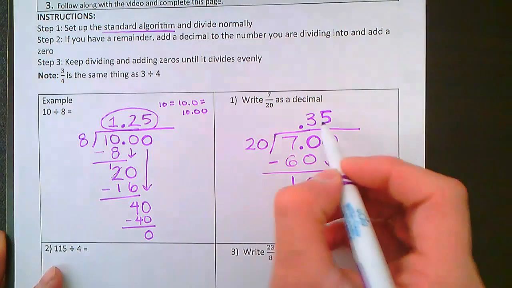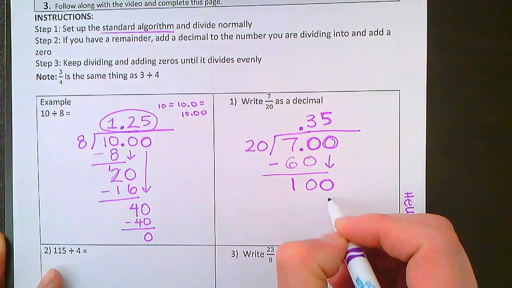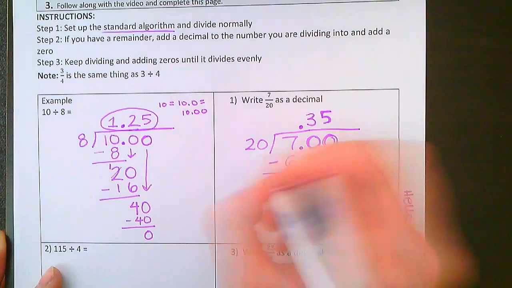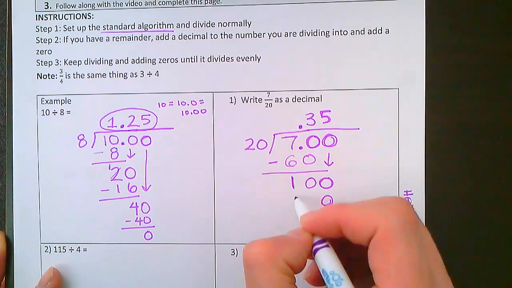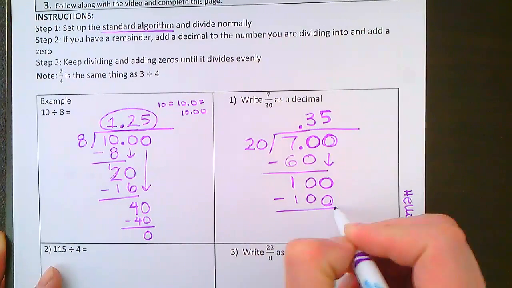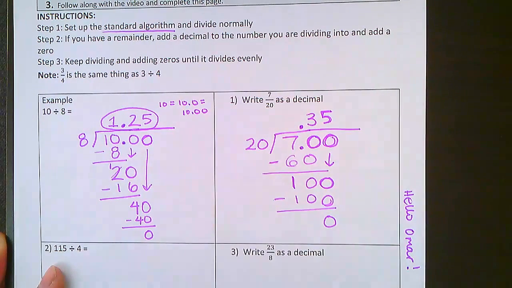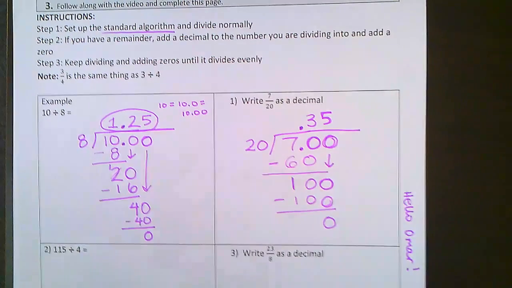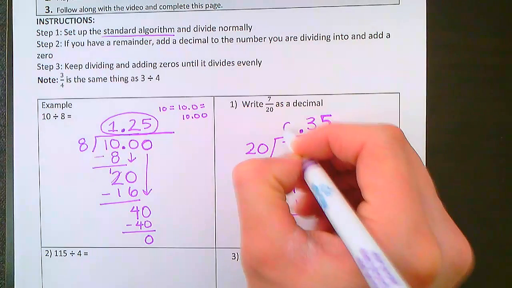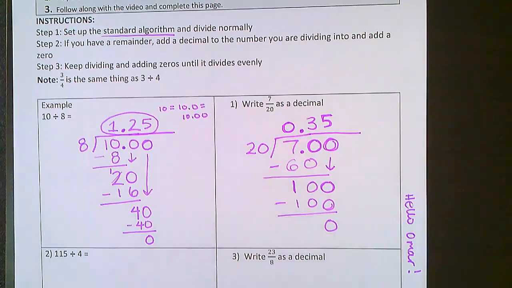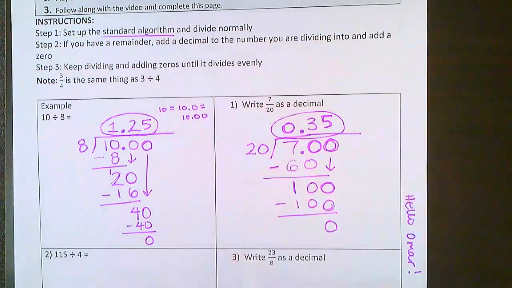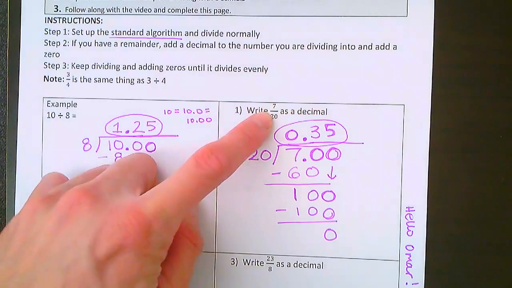Okay? 5 times 0 is 0. 5 times 2 is 10. Voila. 100 divided by 100 equals 0. No remainder left. 0.35 is our answer. And we can add in a 0 before this decimal, and it stays the same. 0.35 is what 7 over 20 is as a decimal.